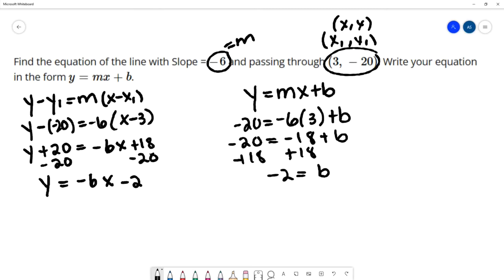Once we know the value of b, we can substitute it in, and we have our equation y equals -6x minus 2.